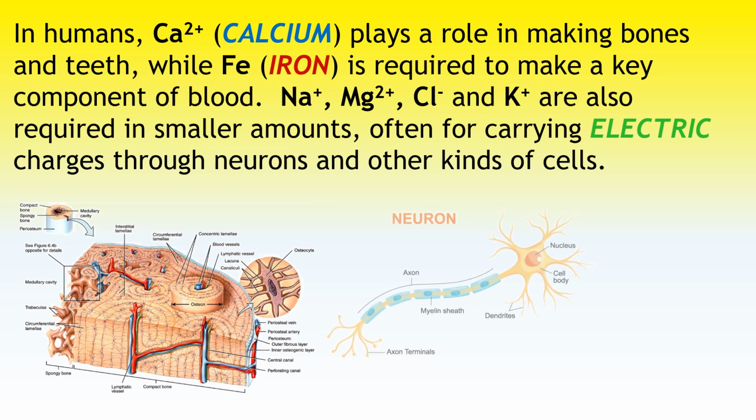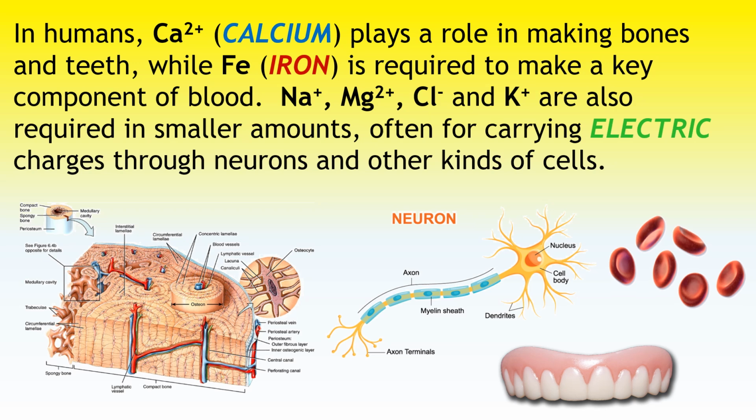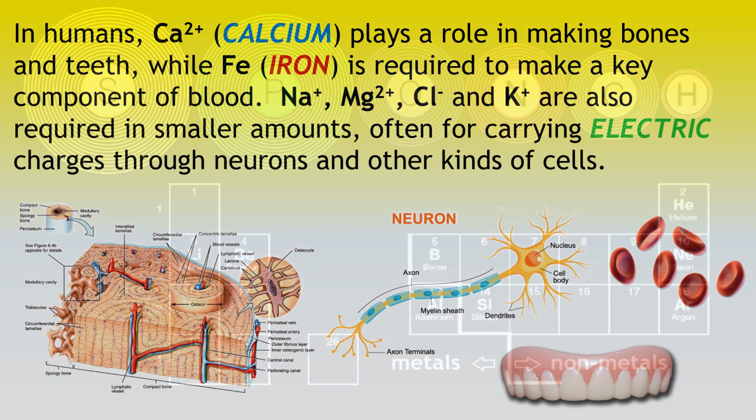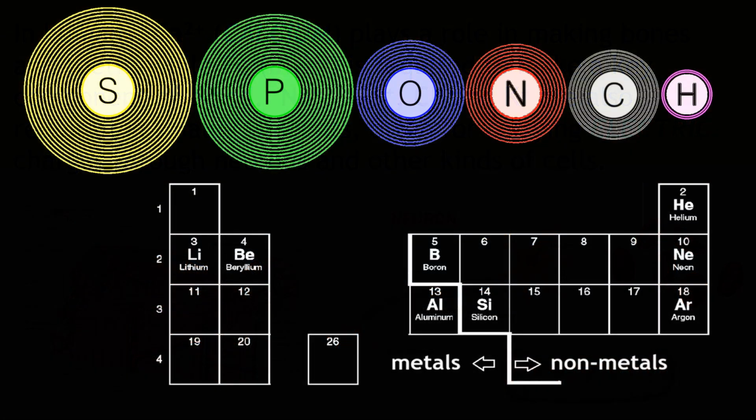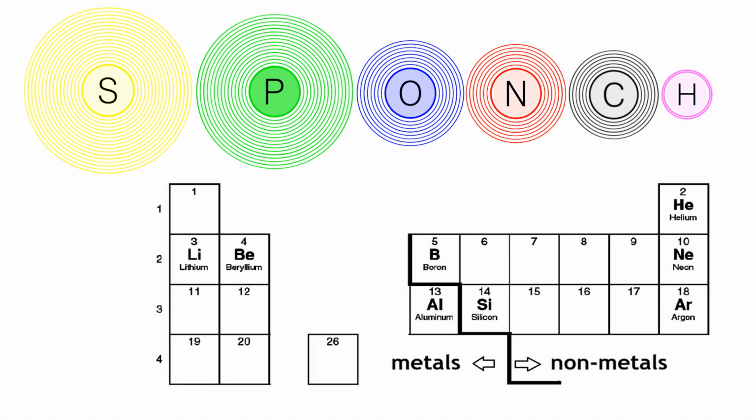So calcium in bone, sodium and potassium ions in a neuron, iron ions in a blood cell, calcium ions in bones and teeth. So that's S.P.O.N.C.H. And now I want to summarize this information about these important and useful elements in a way that will make it real.